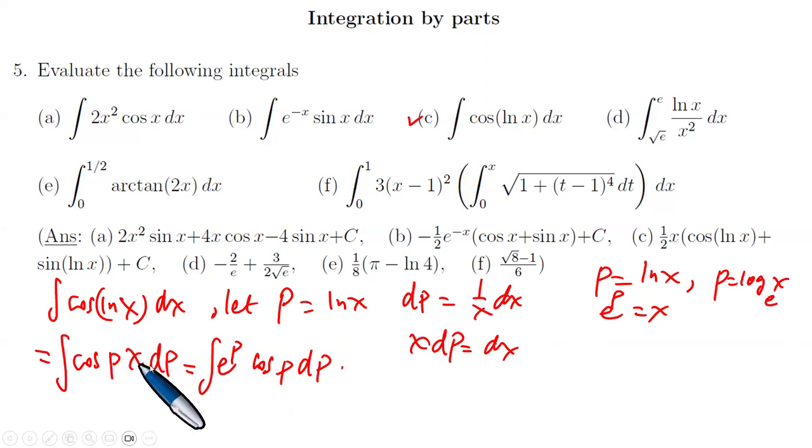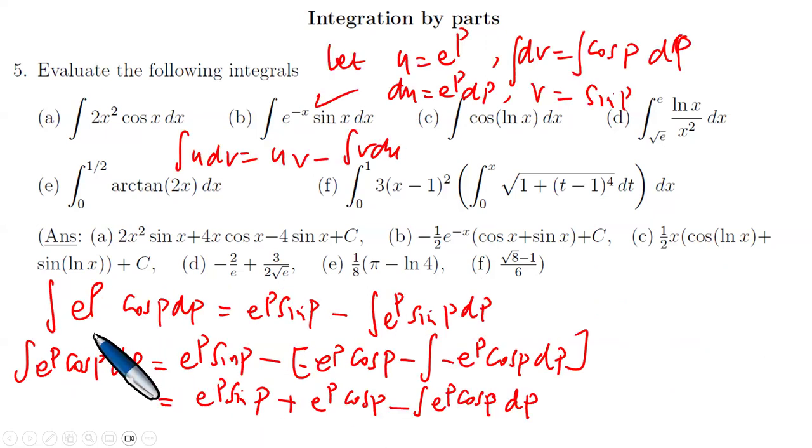What is x? If p is ln x, then you can make x the subject because p equals ln x is the same as p equals log x base e. The ln is log x base e, and therefore e to the power p is x. So in the place of x, you put e to the power p. So this integral has been transformed into the standard form that is in part b, which is e to the p cosine p dp.